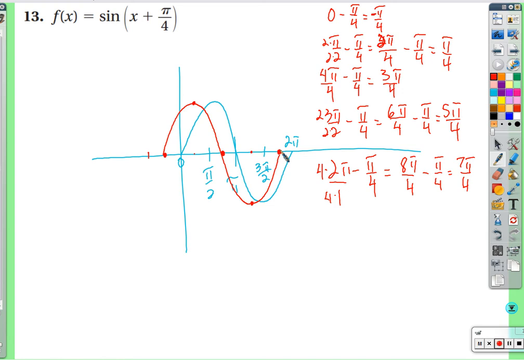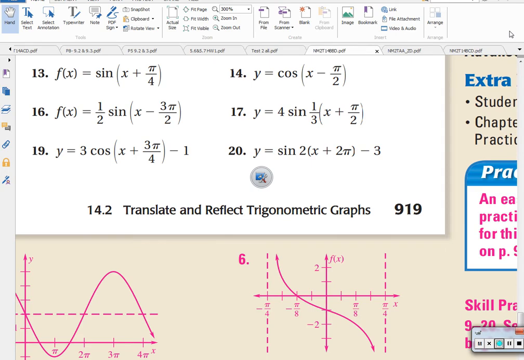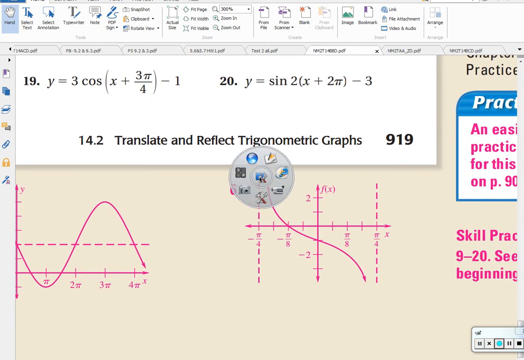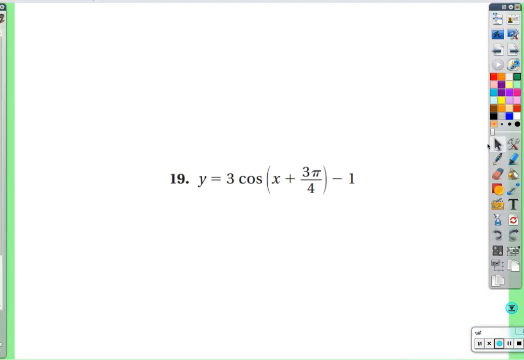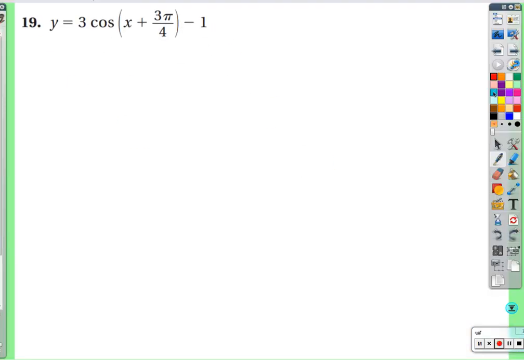Right, other questions? Number 19. What's that 3 going to change? The amplitude is now 3. How about this negative 1? What's that going to do? Move it down.